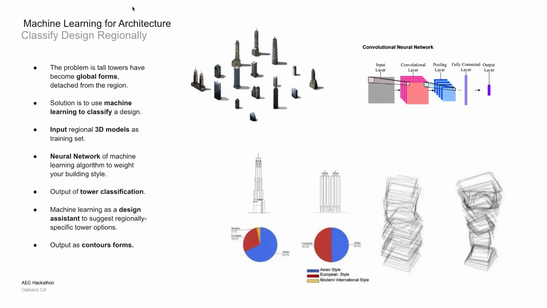The other part of that, maybe beneficial to architecture, is if it was a design assistant. So if you were working in a region, the machine learning algorithm would be able to supply you with forms of that region in the shape of contours that you could then take into Rhino or something and start developing your building.